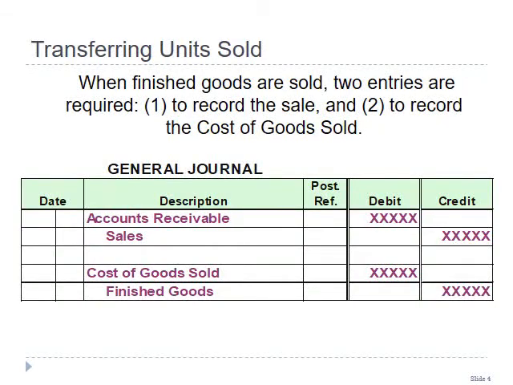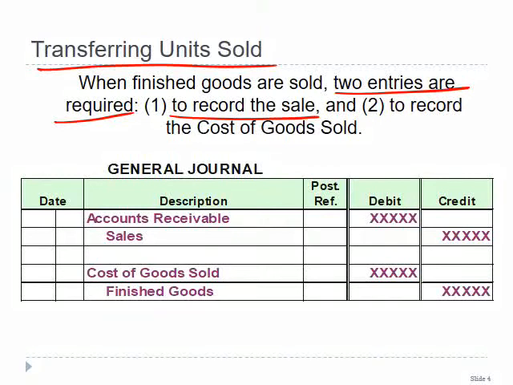So this slide presents the transferring of units sold. When finished goods are sold, two entries are required. One is to record the sales and one is to record the cost of goods sold. When we record the sales, the standard entry is accounts receivable to sales, and when we record the cost of goods sold, we increase the cost and decrease the finished goods. This is an income statement item, and this is a balance sheet item.